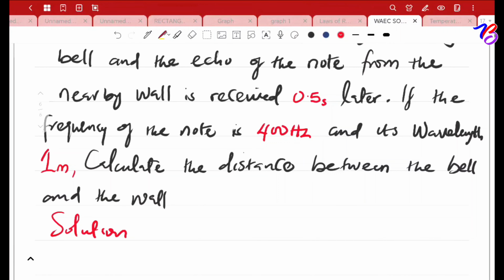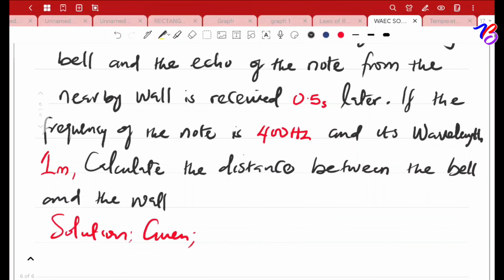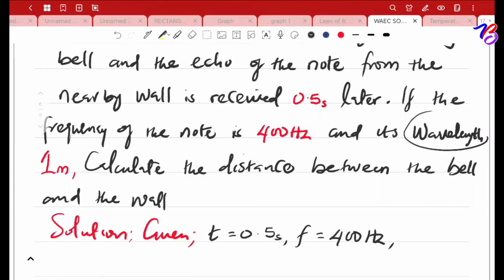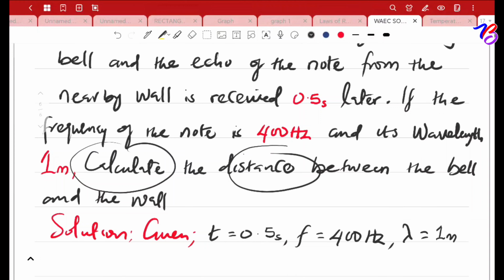Are you following? So solution, let's extract the given data using the Triune method for better understanding. The first is our time, which is 0.5 seconds. T is equal to 0.5 seconds. That is the number one triune component. Then the second triune component is the frequency, so our F is 400 hertz. Then the third triune component is the wavelength, which is lambda. So lambda is equal to 1 meter. Now recall that distance is also related to wavelength. Hence, our D is unknown.